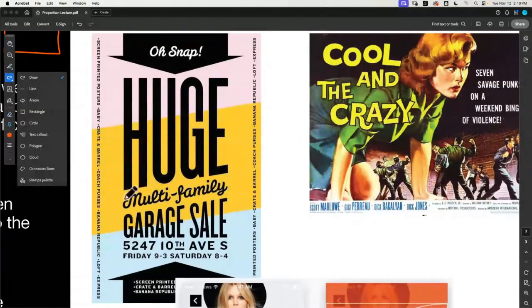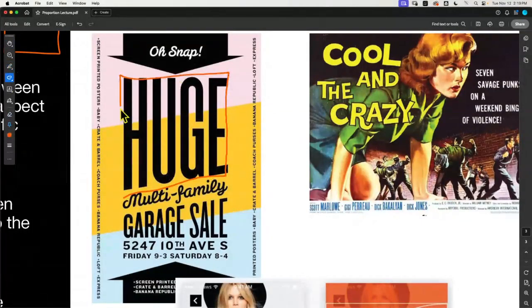What do you need to know? The sale is huge. Biggest word on the page. We got arrows pointing to it. It's huge. What's the least important thing? Multifamily. And then garage sale. You can skip the multifamily. Huge garage sale. That's all we need you to know. But the biggest one we want is it's huge.